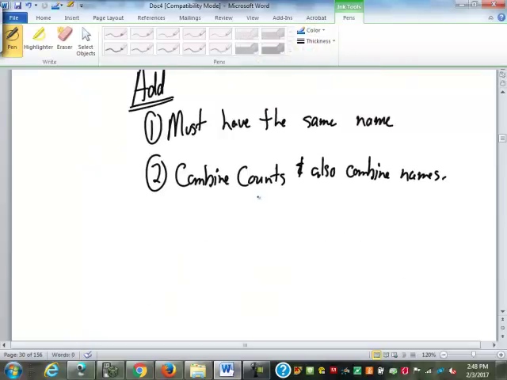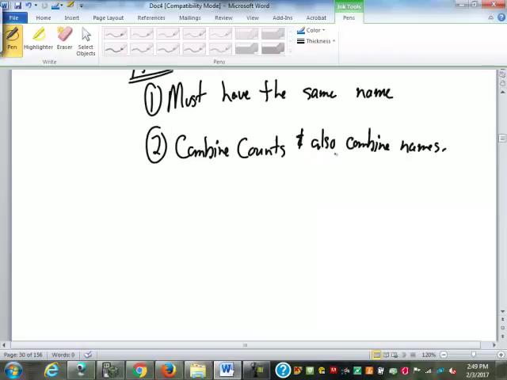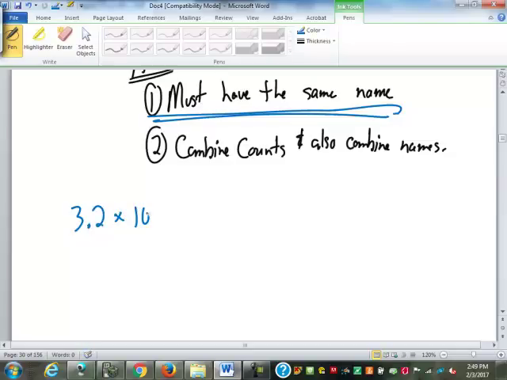Okay, so remember, when we add, we must have the same name, and we'll combine the counts, and then also combine the name. So with our numbers in scientific notation, that means we have to start out with the same name, the same power of 10. So let's say we have 3.2 times 10 to the 8th plus 5.1 times 10 to the 8th.